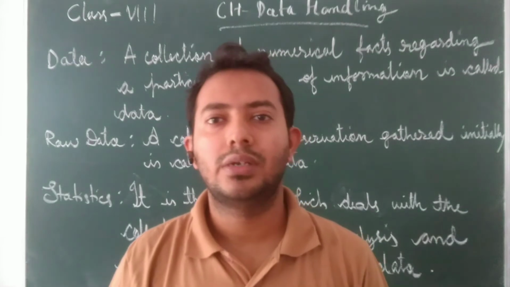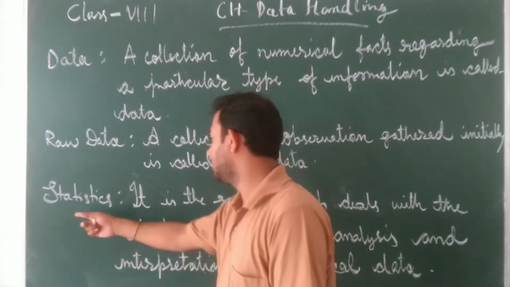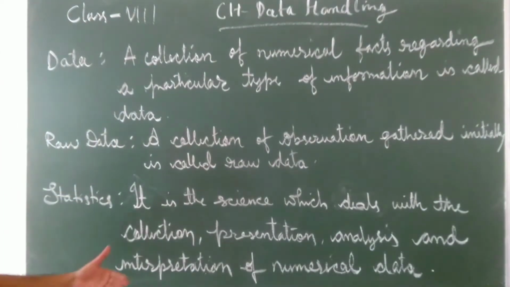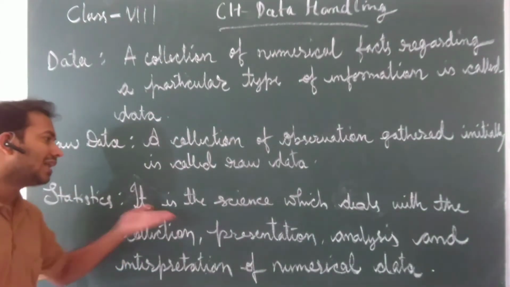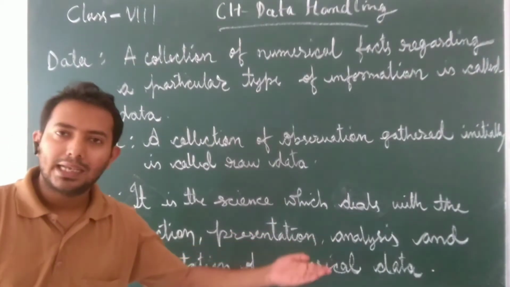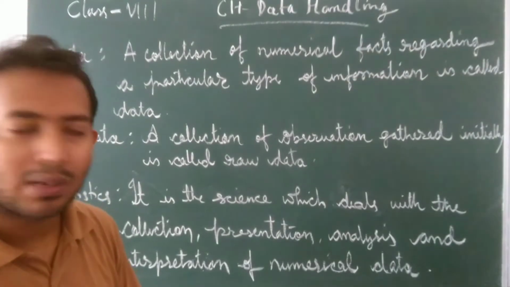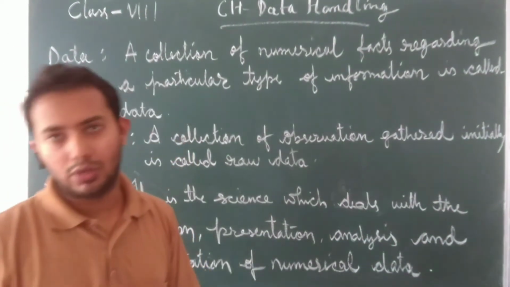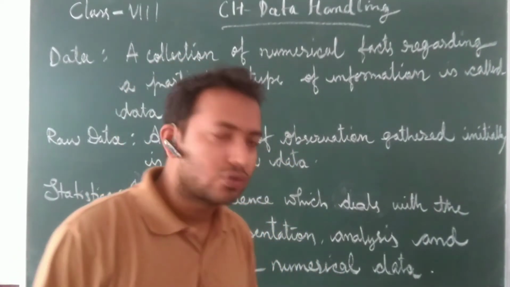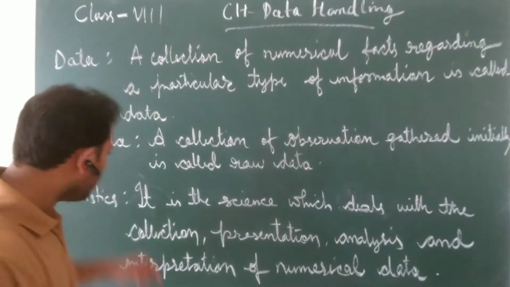Okay, now we are going to see the definition of statistics. That is our main chapter. What is statistics? Here in the definition, it is the science which deals with collection, presentation, analysis and interpretation of numerical data. We talk only about numerical data. Numerical means it should be numbers only. Like the weight of the students, height of the students, and the marks of the students. These are examples of numerical data.